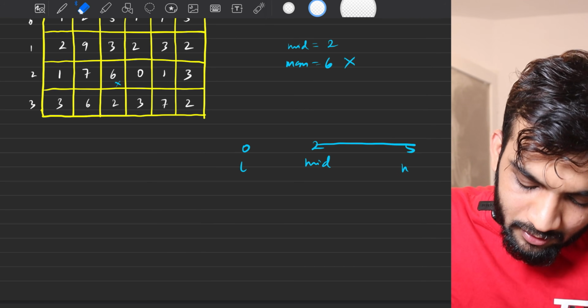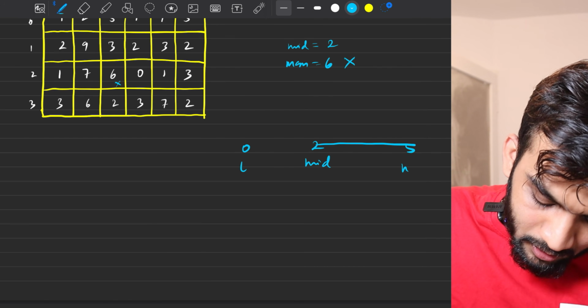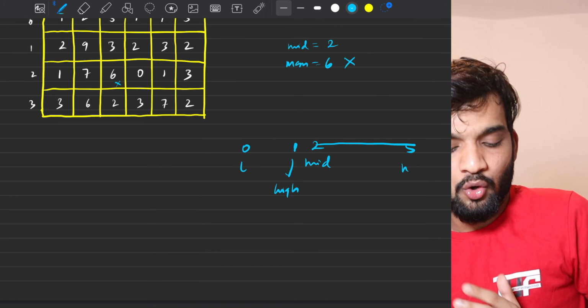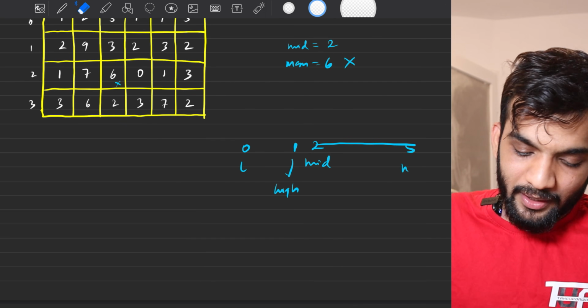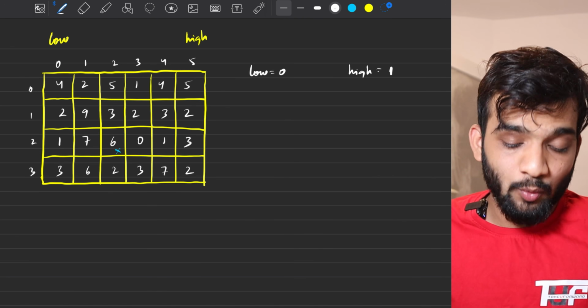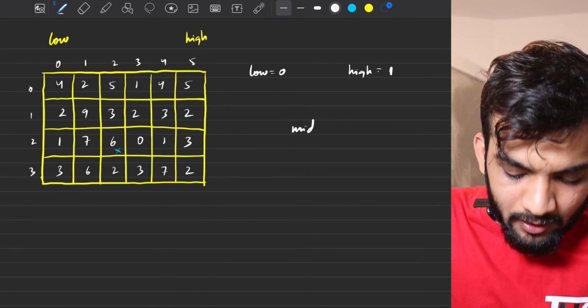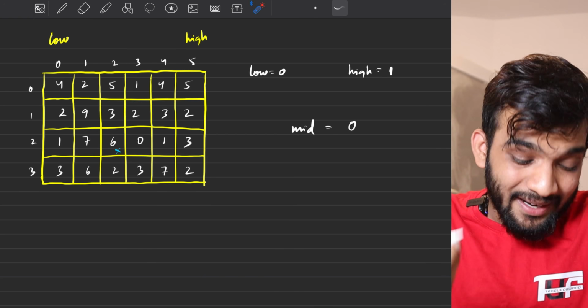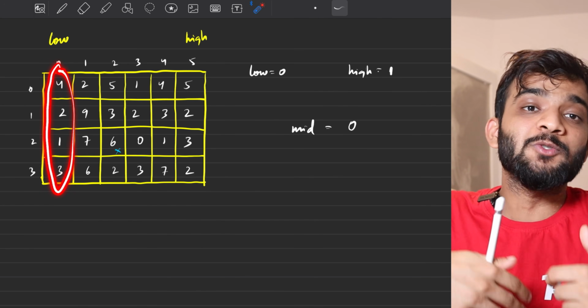The moment I delete, the high will come here. So low will be at 0, high will be at 1. Let me quickly erase it. So can I say low is at 0 and high is at 1? Thereby the mid will be 0 plus 1 by 2. That's 0. So if the mid is 0, who has the highest probability?